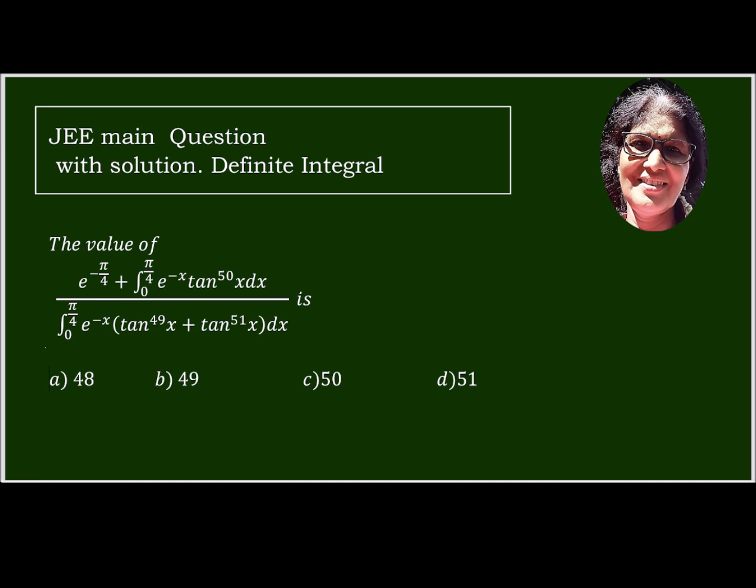Today, one JEE question based on definite integral. The question seems very complicated. The value of the numerator, e to the power minus pi by 4 plus the integral from 0 to pi by 4 of e to the power minus x tan to the power 50x dx, and the denominator, the integral from 0 to pi by 4 of e to the power minus x whole into tan to the power 49x plus tan to the power 51x with respect to x. The options are 49, 48, 50 and 51.